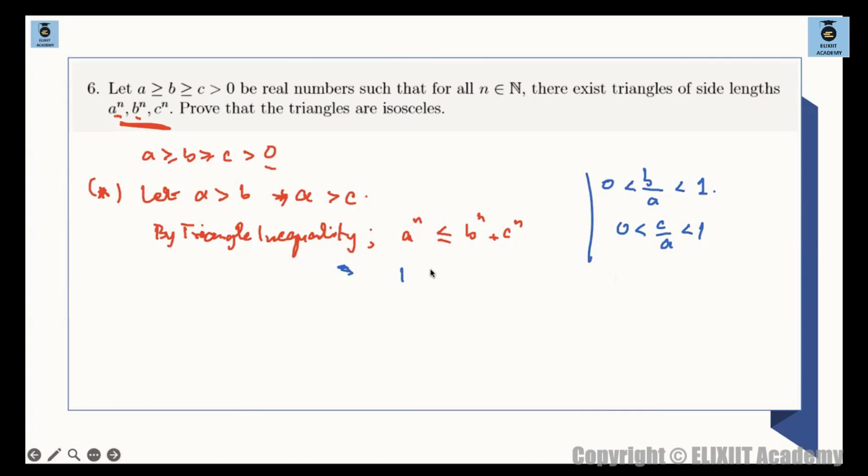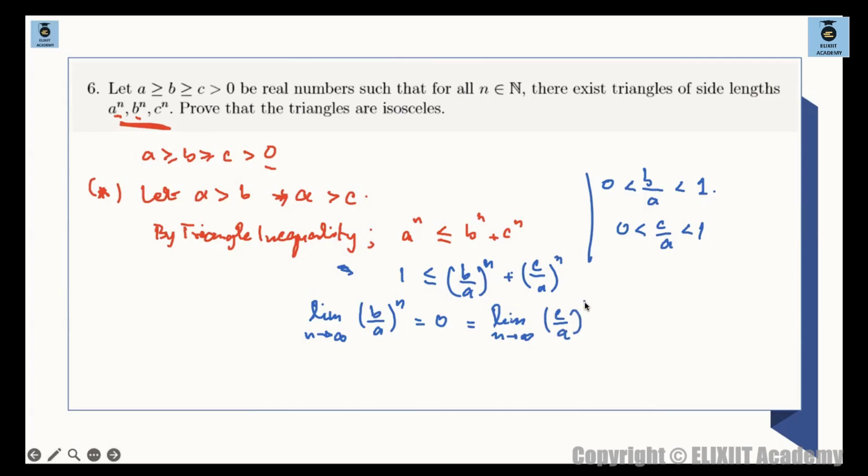Divide by a raised to the power of n. What we do is we simply divide by a raised to the power of n on both the sides. What is the benefit over here? If you take limit n tends to infinity, b by a raised to the power of n will tend to 0. You know this thing? Any proper fraction raised to the power of infinity will tend to 0. The same thing goes with this as well. Limit n tends to infinity c by a raised to the power of n will also tend to 0. Both of these are tending to 0 basically.